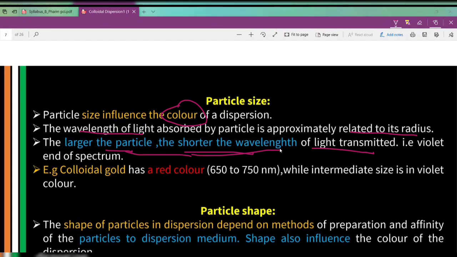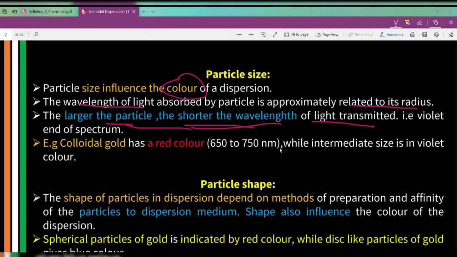And in the next example, you can observe, in a tricky way, it is written that colloidal gold has a red color. So what does it signify? It means the colloidal gold has a smaller particle size. As the particle size is smaller, it will transmit the longer wavelength, because red light has the longer wavelength, 650 to 750 nanometers. So that is the point. The larger particle transmits the shorter wavelength, and the smaller particle transmits the longer wavelength. That is the relation between particle size and the color of a particular dispersion. You should remember all those points that I have already underlined.